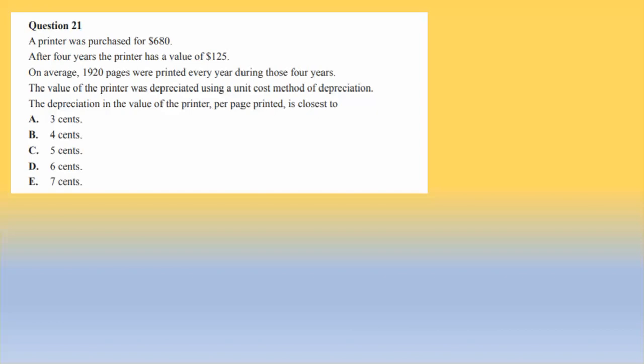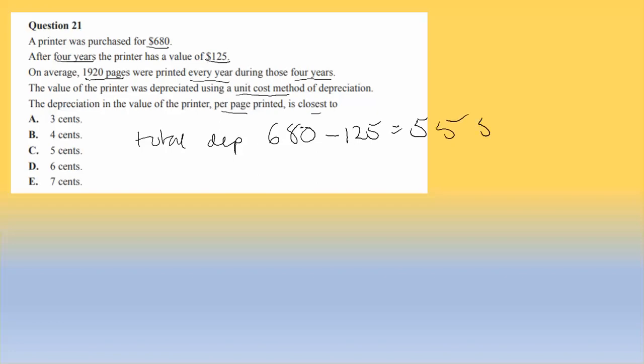A printer was purchased for 680. After 4 years, the printer has a value of 125. On average, 1,920 pages were printed every year for those 4 years. The value of the printer was depreciated using unit cost method. The depreciation in value of the printer per page is closest to what? So we have to work out total depreciation so far. So 680 minus 125. So the printer depreciated $555 over the 4 years.